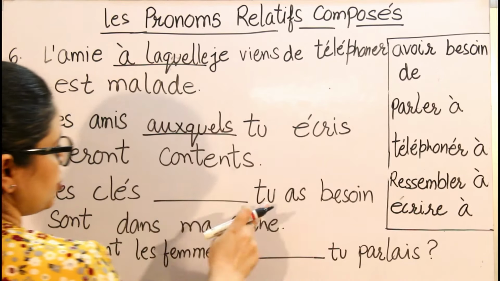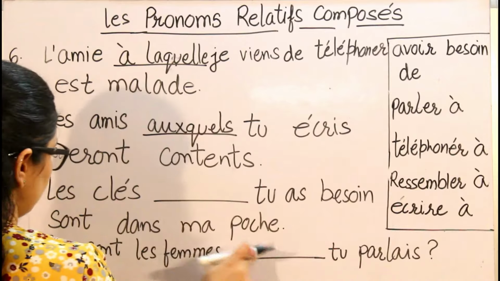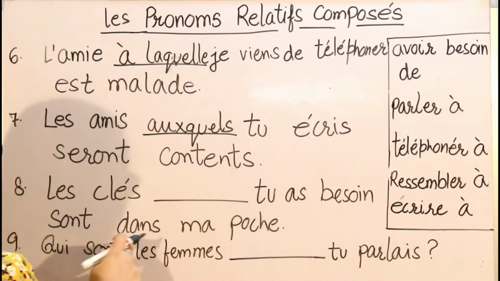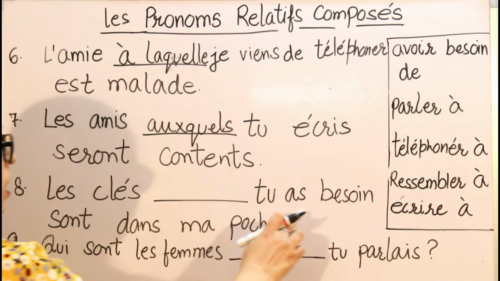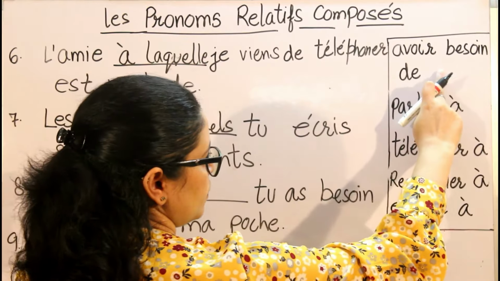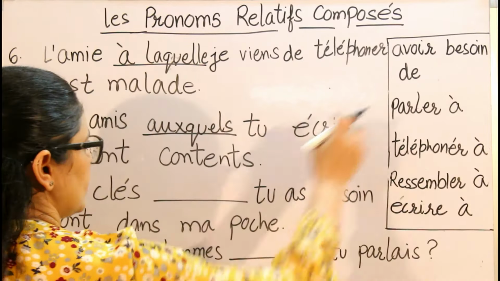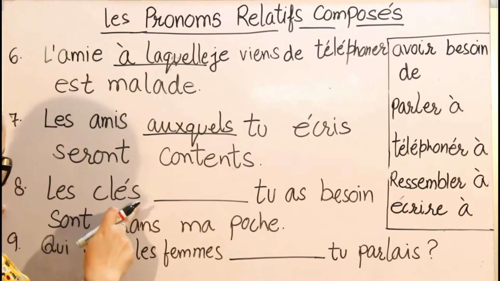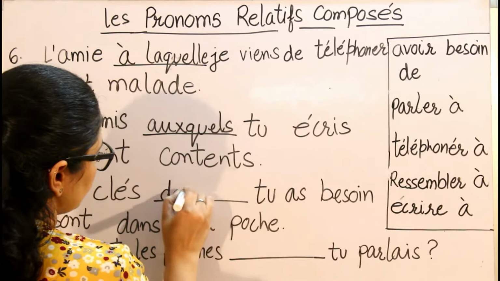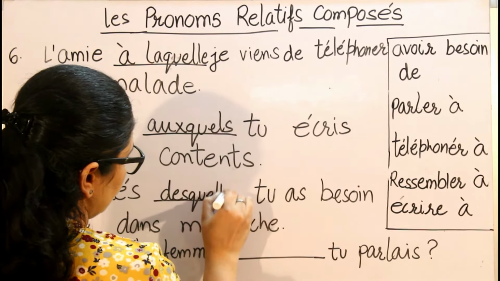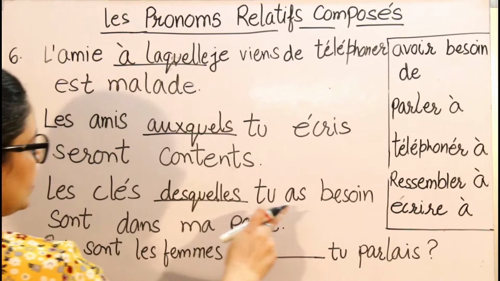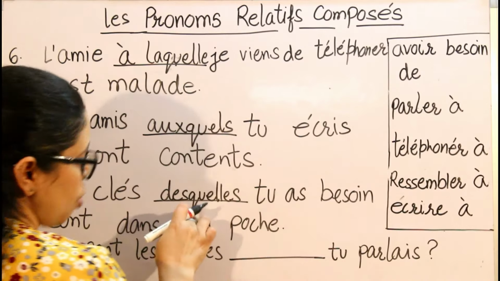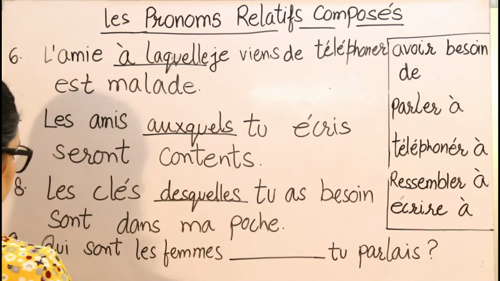Now the next one. Les clés ___ tu as besoin sont dans ma poche. The keys you need of are in my pocket. Now avoir besoin de, I have mentioned it here, to need something. So we'll take the case of the preposition, and because clé is feminine and it is given here in plural form, we'll write desquelles. Les clés desquelles tu as besoin sont dans ma poche. The keys you need are in my pocket.